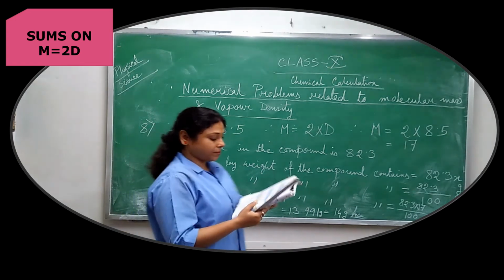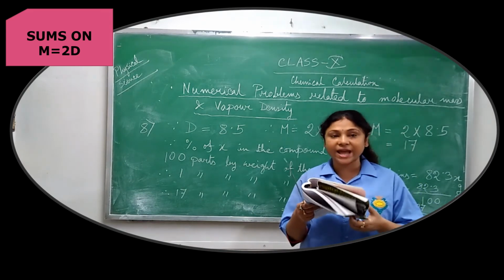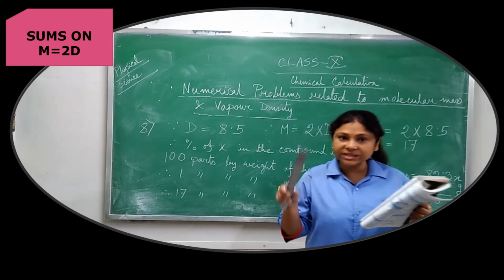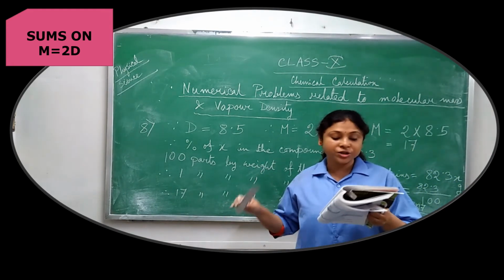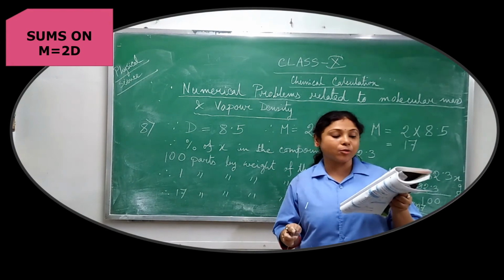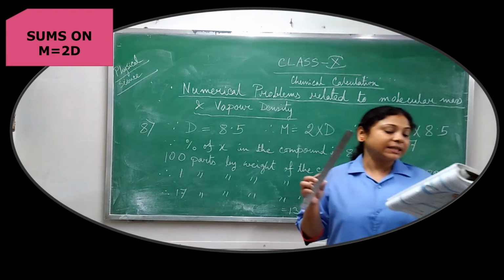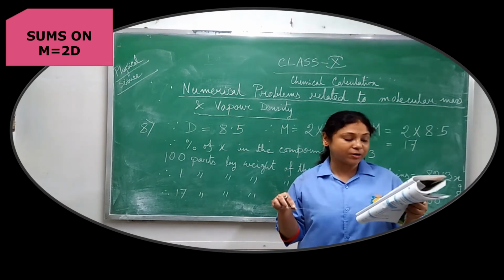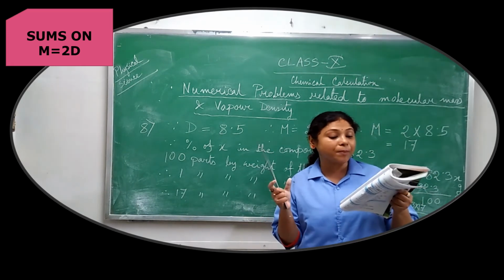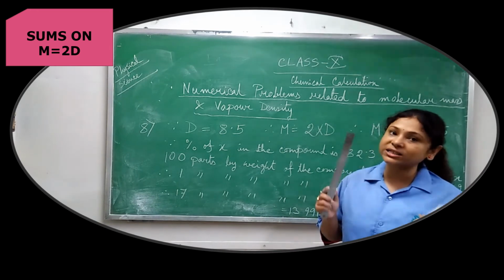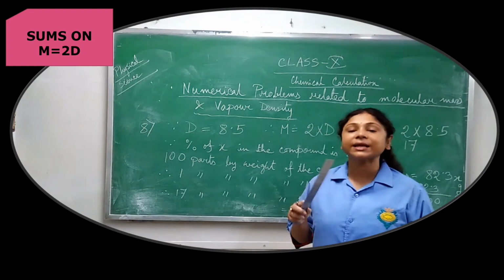First I am reading the sum. An element X produces a volatile compound of vapor density 8.5. In this sentence you have to take that X is an element. It is forming a compound. Vapor density of that particular compound is 8.5, and some volatile compound. That's it. The percentage of X in that particular compound is 82.3. How much X is present in that compound? Okay, percentage they have told. You have to find out the original weight of that particular element in that particular compound.